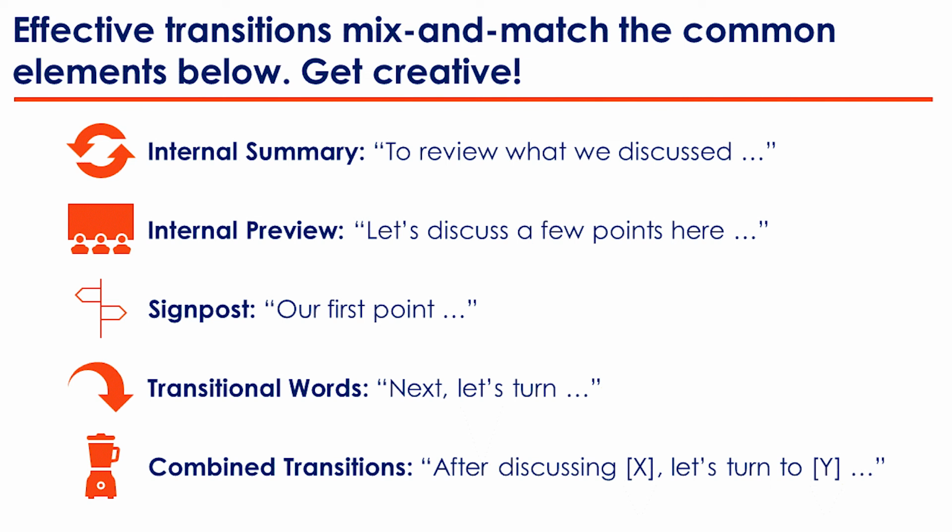So an internal summary is going to be something like, "to review what we discussed." An internal preview is going to be, "let's discuss a few points here," something like that. A signpost will be something along the lines of, "our first point is XYZ." Transitional words are going to be things like "next," "consequently," "as a result." And then combined transitions will be something like, "after discussing X topic, let's turn to Y topic."